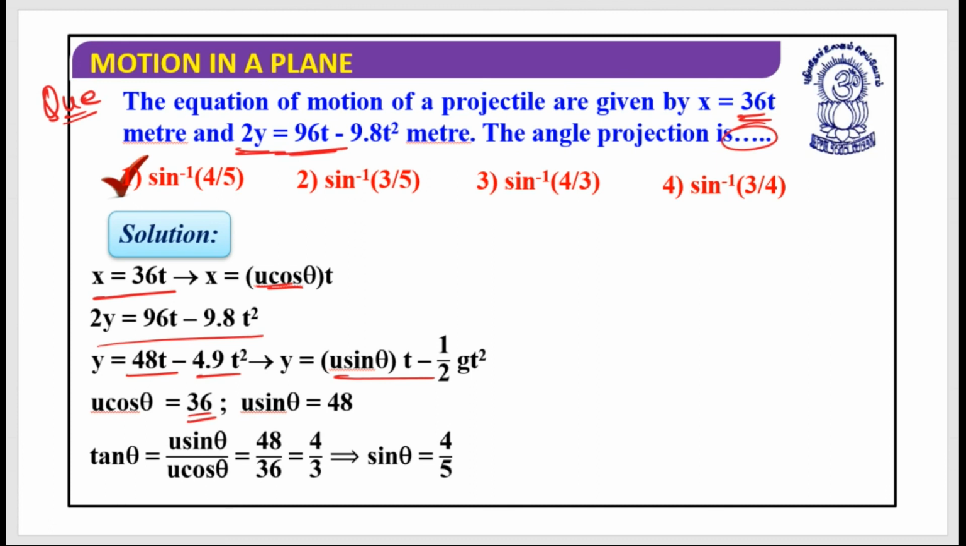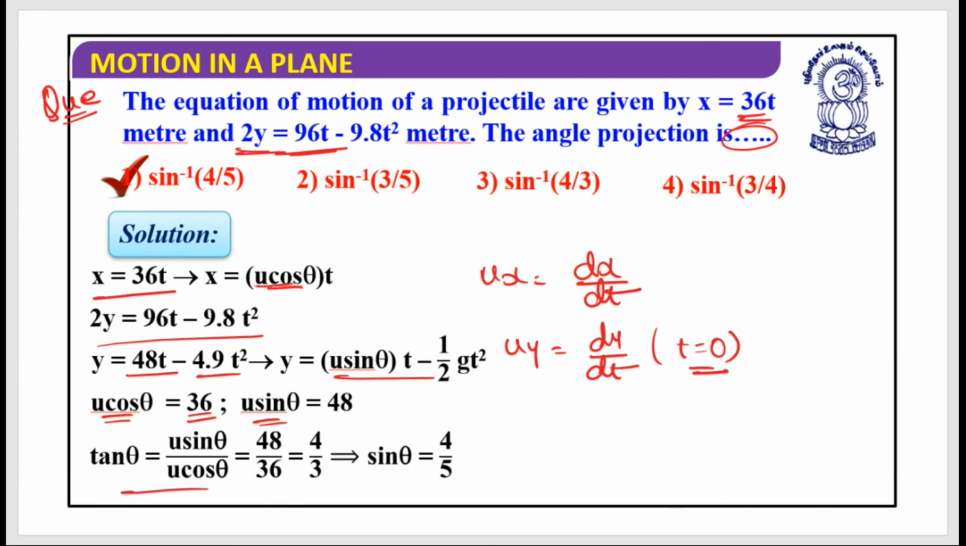as well as you can do the same thing: find ux with the help of dx by dt, find uy with the help of dy by dt, and here put t equals 0 because you require initial velocity. So you can have a value of u cos theta and a value of u sin theta. Let's find it out. Tan theta is u sin theta by u cos theta, which could be written as 48 by 36. Ultimately it is 4 by 3, so tan theta should be equal to 4 by 3, but here no option is matching tan theta equals 4 by 3.